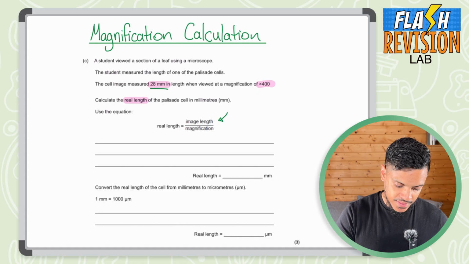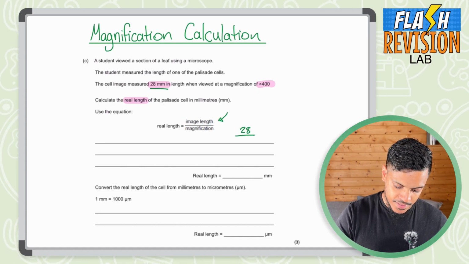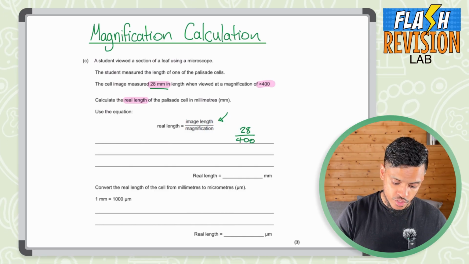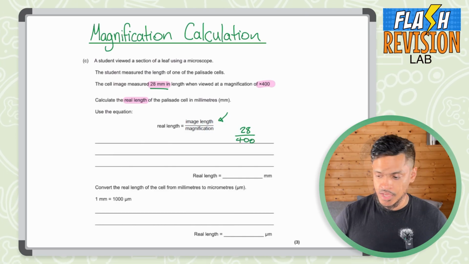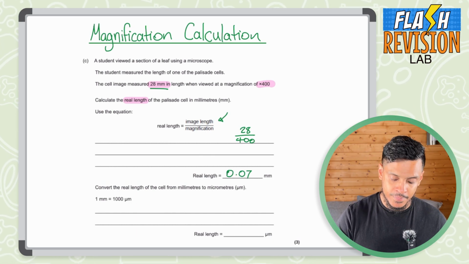So the image length, as stated in the question, is 28 millimeters. So we do 28 millimeters divided by the magnification, which is 400. So 28 divided by 400. And if you put that in your calculator, you get an answer of 0.07 millimeters.